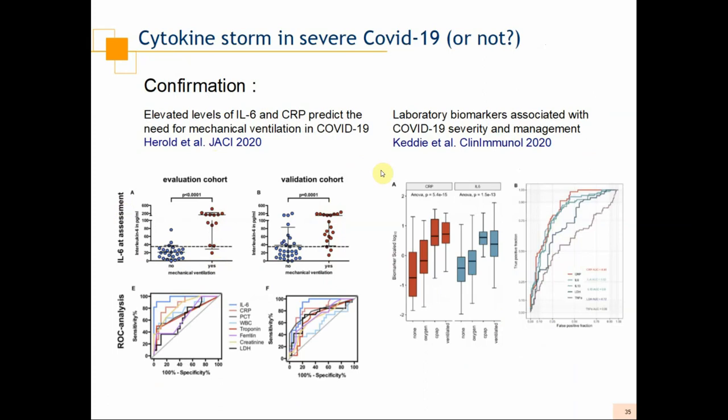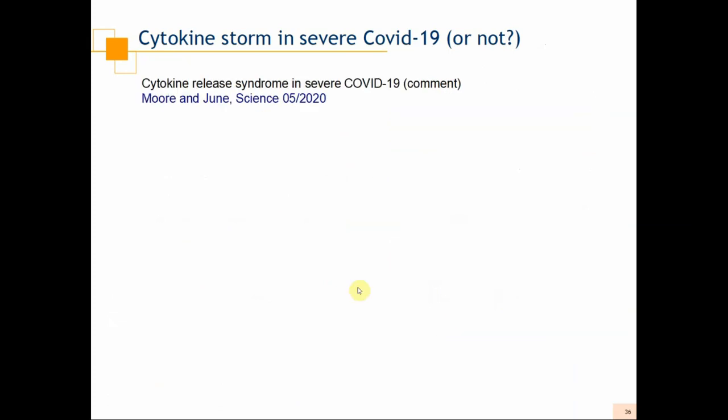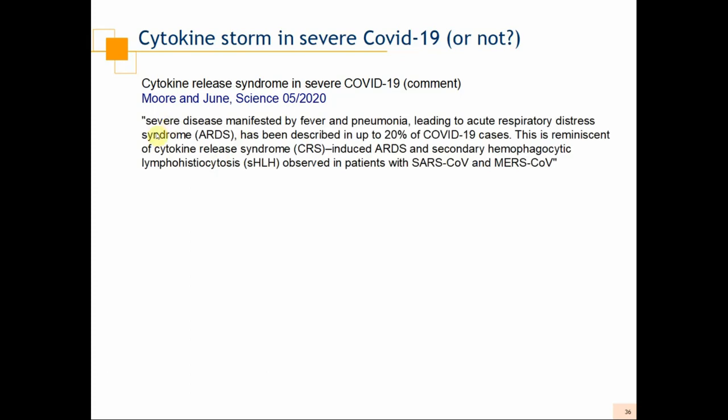So these observations accumulated last spring and summer, and then there was a comment article in Science in May 2020, which suggested that in people with severe disease, it looks like this cytokine release syndrome, where you have very active inflammation, a cytokine storm, and that this is what is causing the pathology. That's very important, because if that's true, then you can probably block the pathology with antibodies against IL-6 or something.